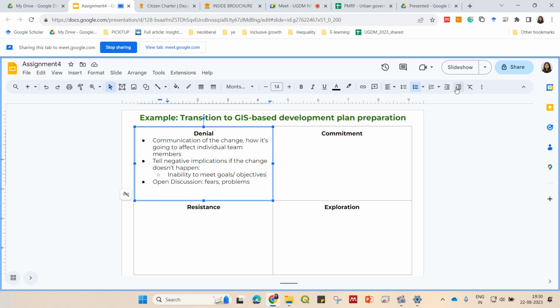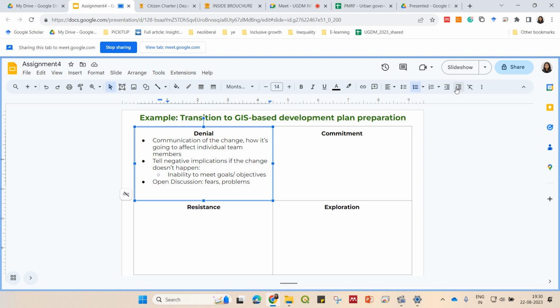Because with the change or with the reform, your team's particular goals, or the goals or objectives which the individuals need to fulfill, are also going to change. So if they do not do it, the particular goals or objectives will not be met.